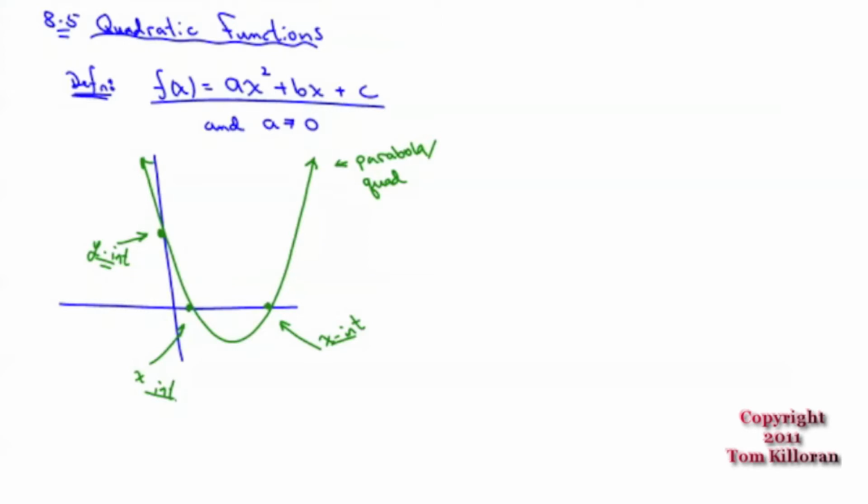And probably the most important point on the graph is this lowest point. And if you flip it upside down, it would be the highest point. This is called the vertex. The vertex of the parabola. It is either the lowest point when it's positive x squared, or the highest point if it's negative x squared. It would be flipped upside down.